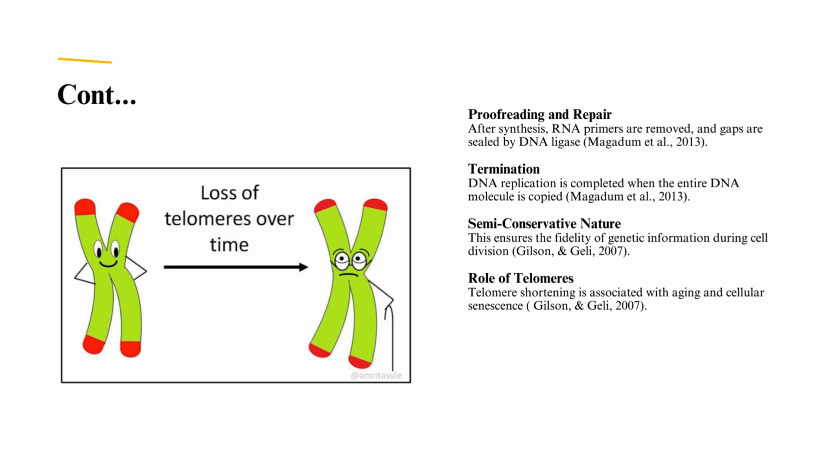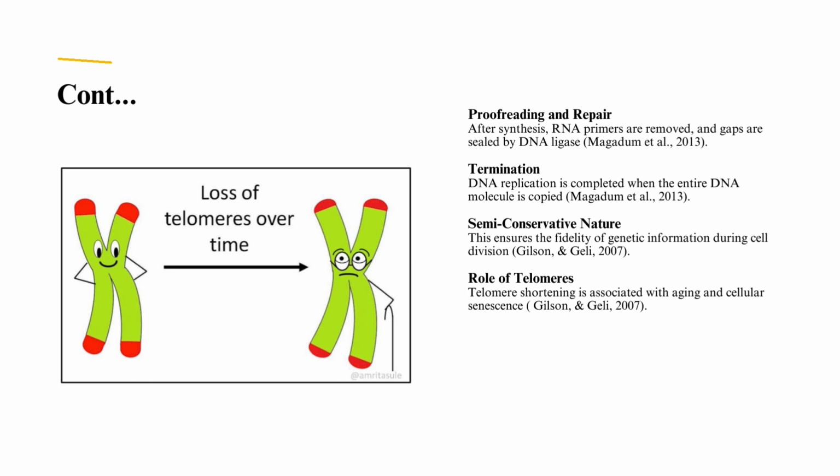Semi-conservative nature. This ensures the fidelity of genetic information during cell division. DNA replication is semi-conservative, meaning each daughter DNA molecule contains one strand from the original DNA and one newly synthesized strand.